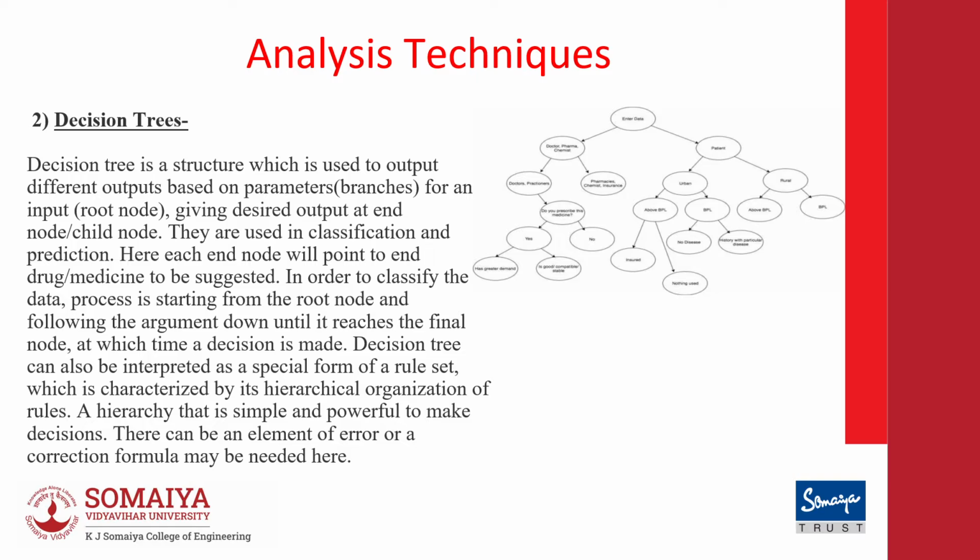In order to classify the data, the process starts from the root node and follows the argument down until it reaches the final node, at which time a decision is made. Decision tree can also be interpreted as a special form of rule set, which is characterized by its hierarchical organization of rules, a hierarchy that is simple and powerful to make decisions. There can be an element of error, or a correction formula may be needed here.